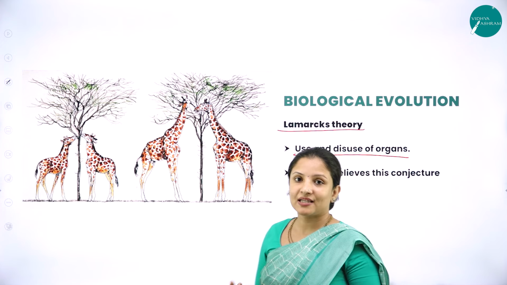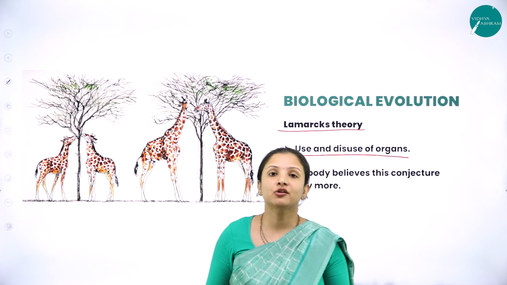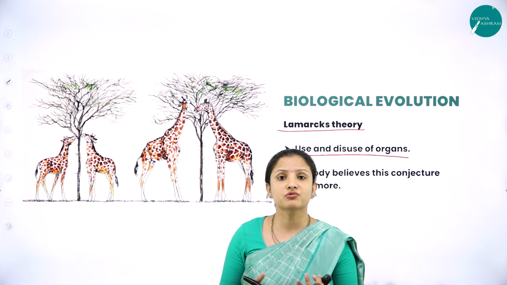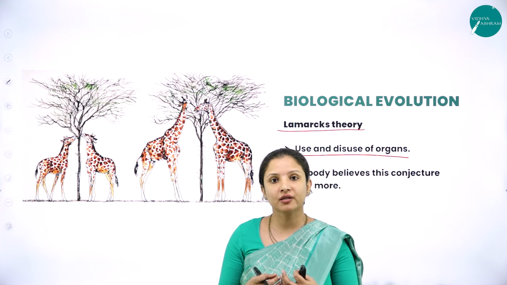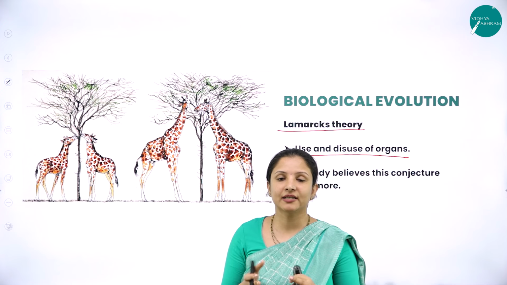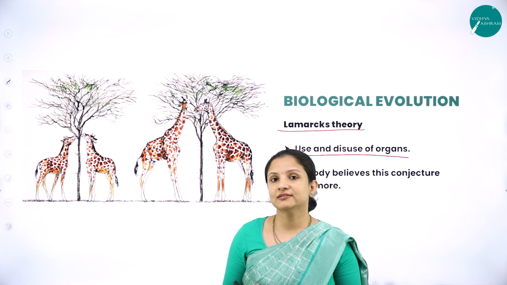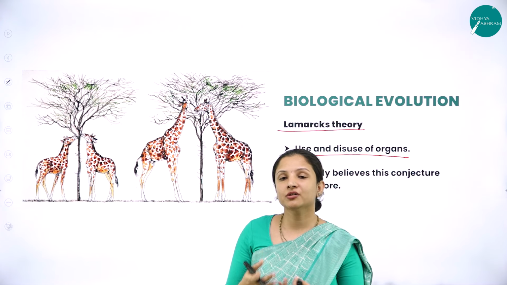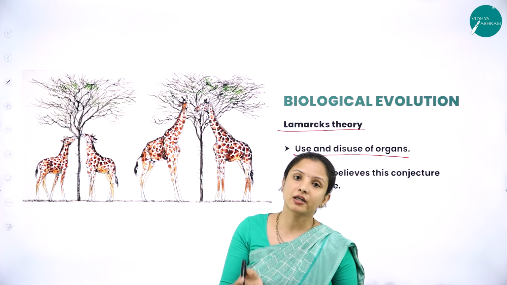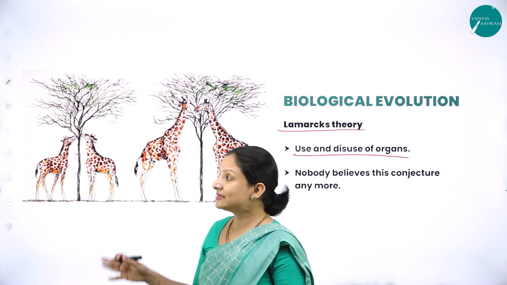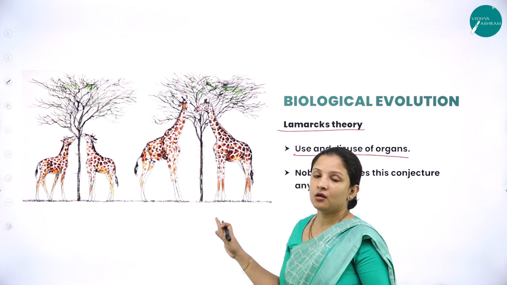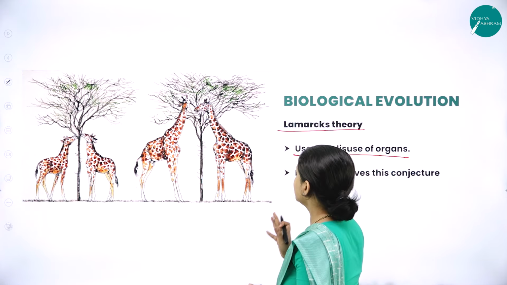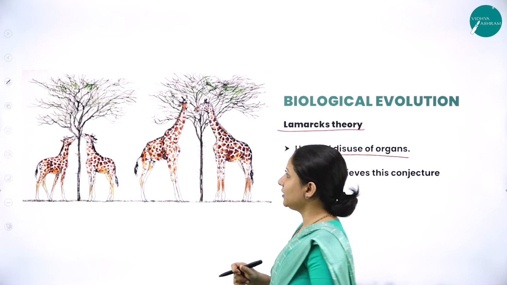And also it is said that snakes earlier had legs, but in order to escape the predators, they started to run very fast, and because of continuous use of their legs, they started losing their legs, and nowadays the snakes that we see around do not have legs, right? So these are the theories that have been put forward regarding use and disuse of organs. But this theory is not considered much today because it doesn't have enough evidence. So this is about Lamarck's theory of biological evolution.